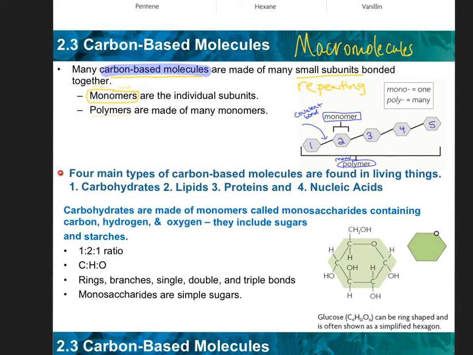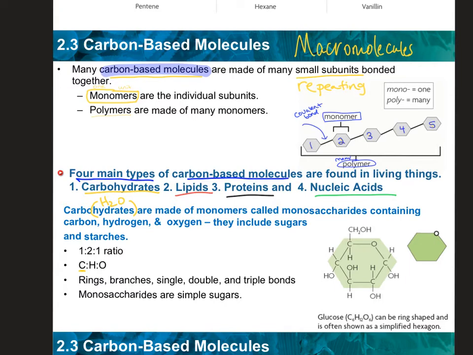So let's take a closer look at the 4 main types of carbon-based molecules. So the 4 I've numbered here for us. We have carbohydrates, we have lipids, we have proteins, and we have nucleic acids. So we're going to start our conversation with carbohydrates. And so carbohydrates, the word refers to carbon. And then hydrate, actually, think of hydration, refers to water.